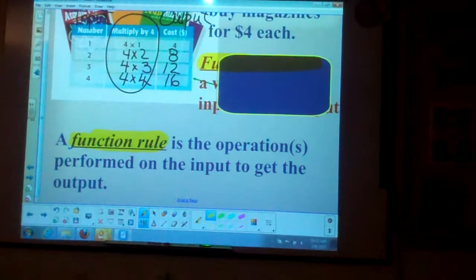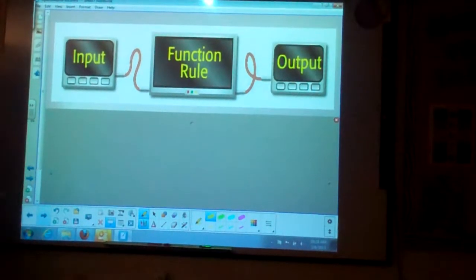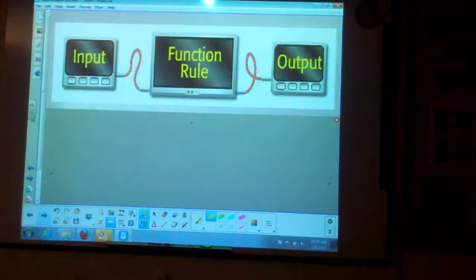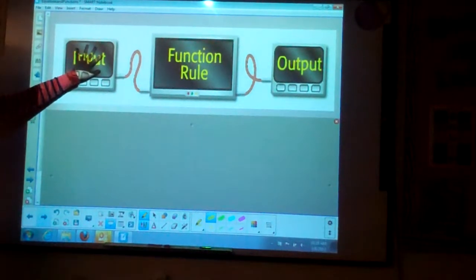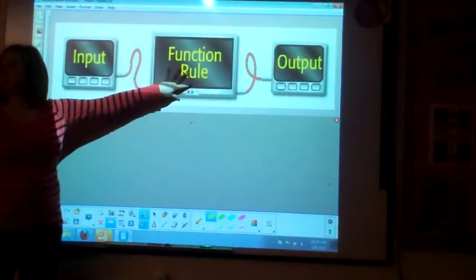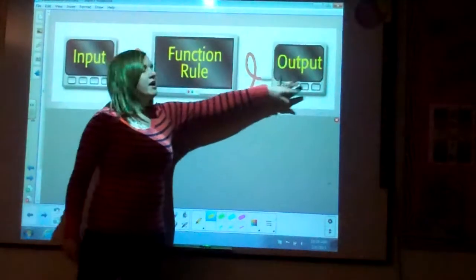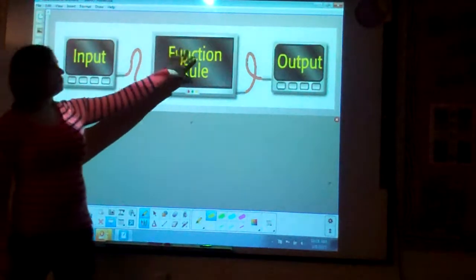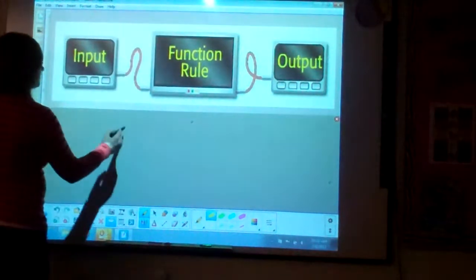Are you ready for the next one? Okay, so this is just a picture. You don't have to write this down. It's just a visual picture for you. You start with your input. You plug your input in and you do whatever the function rule is. Once you perform that rule, then you have the output. So the input goes into the rule. Whatever you get for your answer becomes the output.